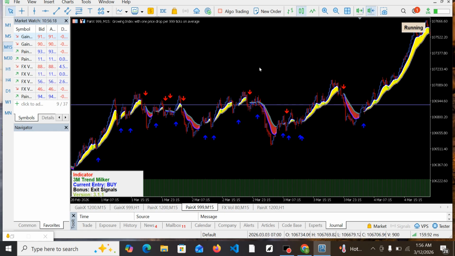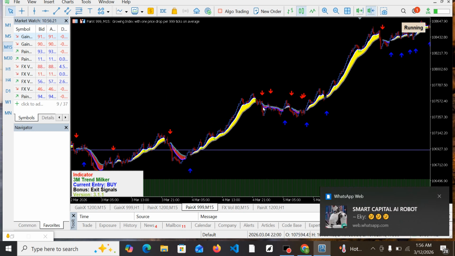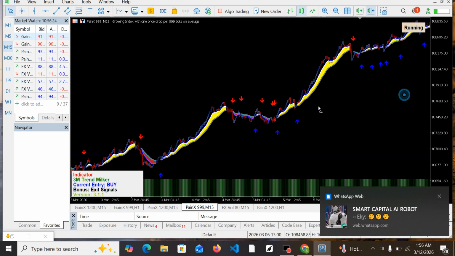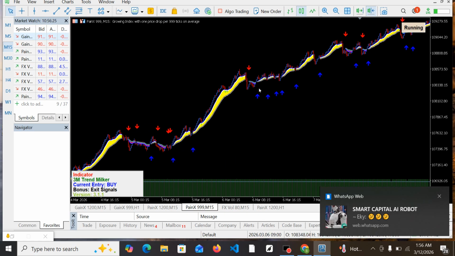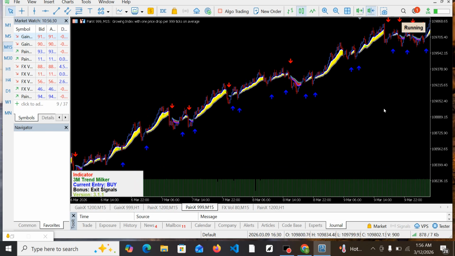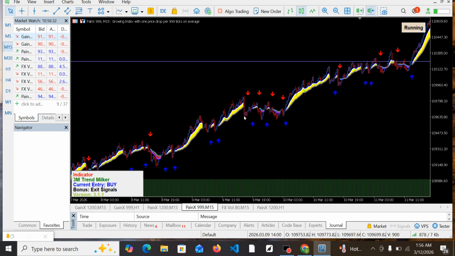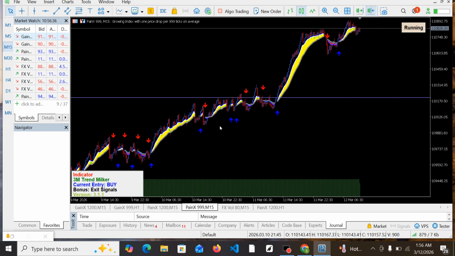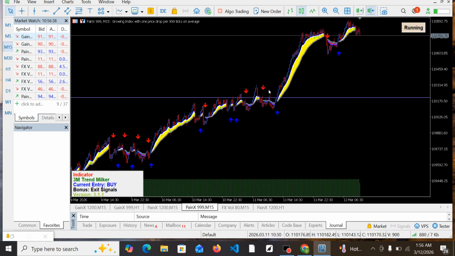Right here is a major resistance zone. It broke out above it. Right here is another one. It broke out above it. Right here is another one. It broke out above it. So you can see it kept on breaking out above the resistance. Here is another one. It broke out above it. And of course, here is another one. It broke out.